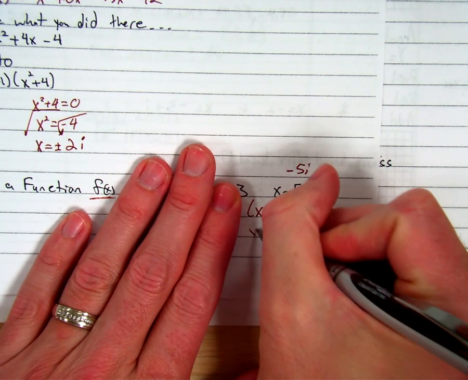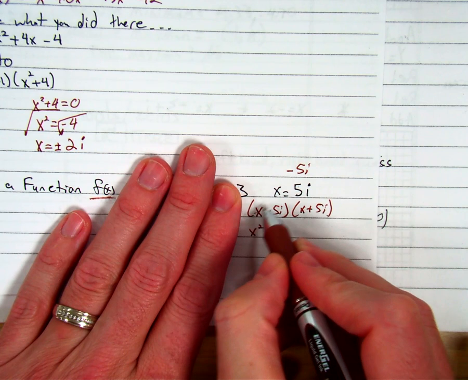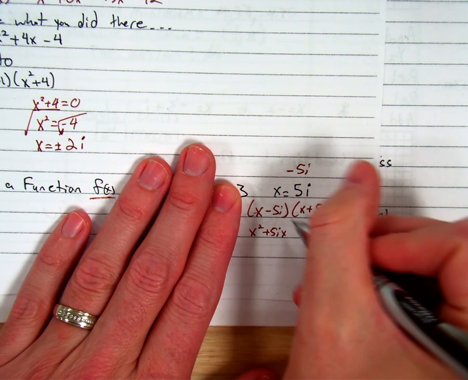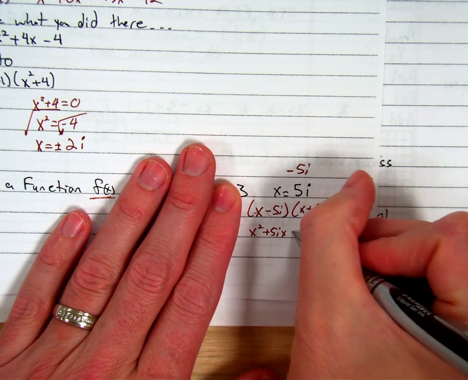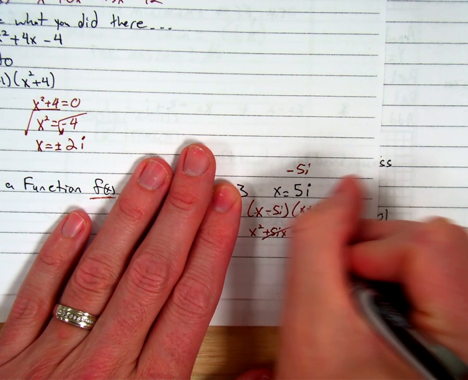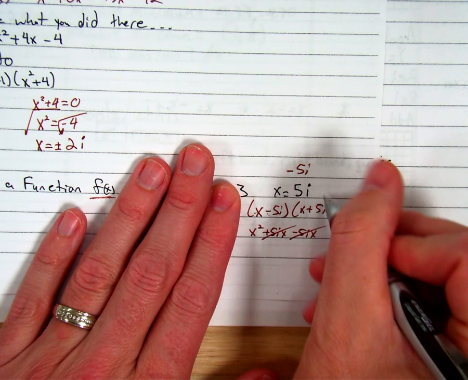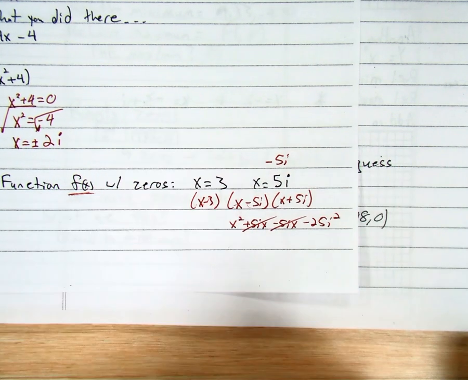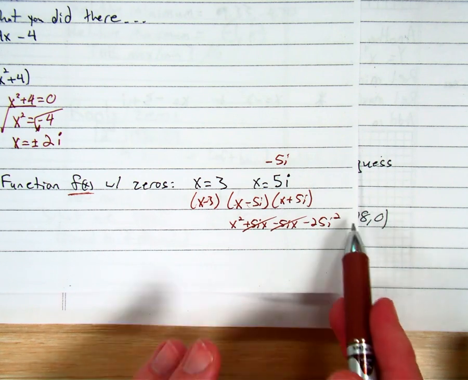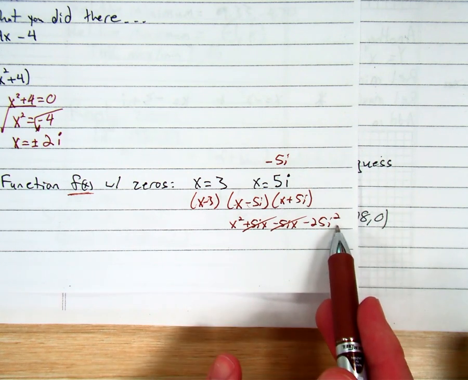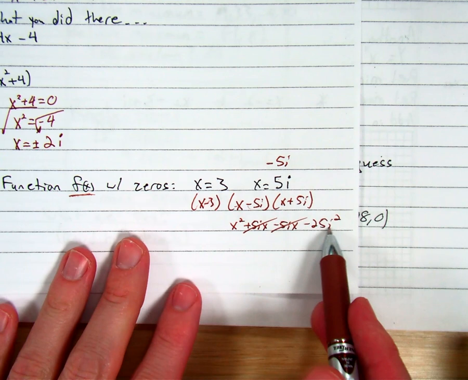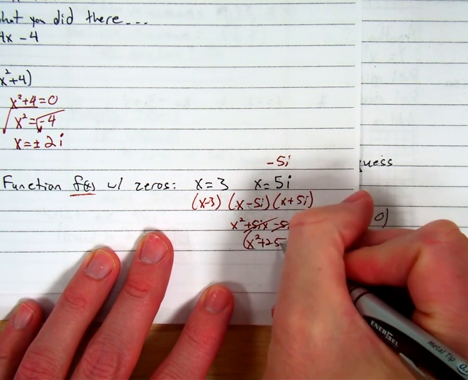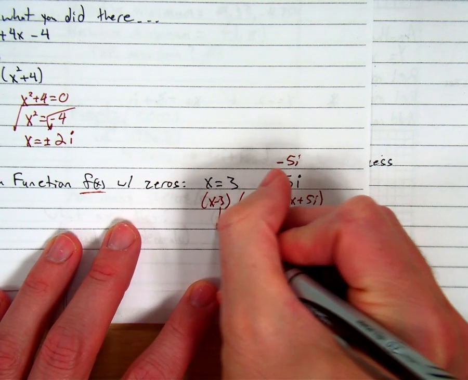X times x is x squared plus 5ix minus 5ix, those will cancel, minus 25i squared. Okay, i squared, remember, is negative 1, which will flip this minus 25 to a plus 25. And now let's bring down the x minus 3.